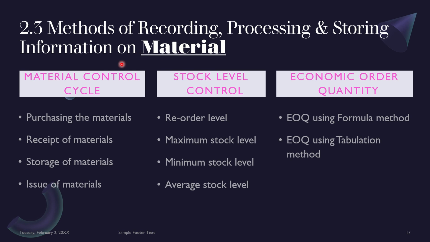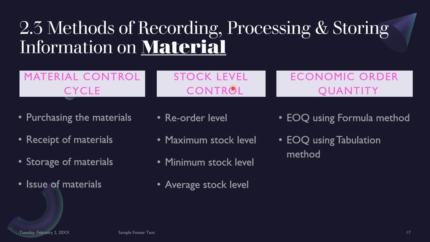First, let us look at the process of material control cycle, which consists of four steps. One is purchasing the material. Two is a receipt of material. Three is the storage of material. And four is the issue of material.